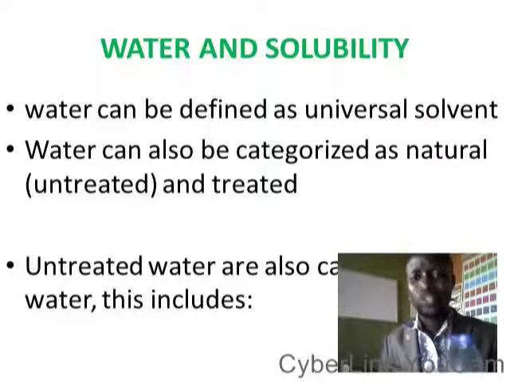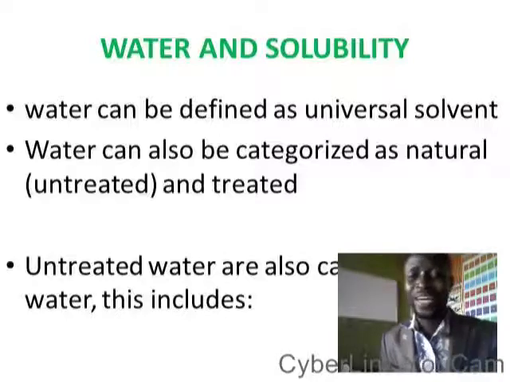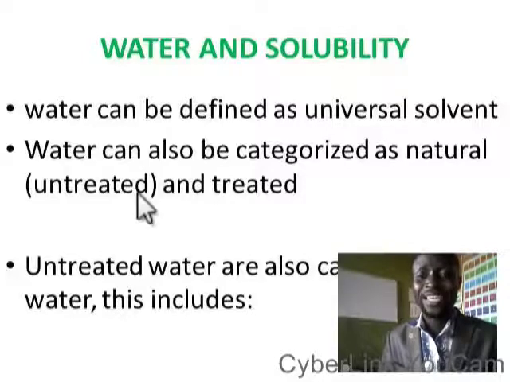Water and solubility. Water can be defined as a universal solvent. The word universal solvent shows that water can dissolve every solute, at least to a certain extent, if not completely. So water is important. Water can be categorized as natural. Natural water can also be called untreated. That is why it's in brackets. Anything that is in brackets means the same thing that is beside it. And treated water.